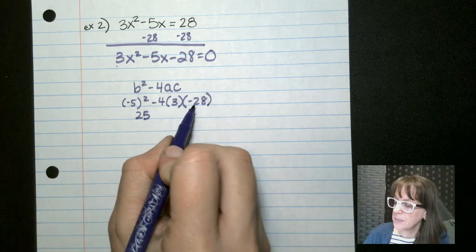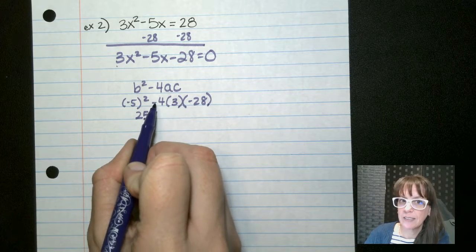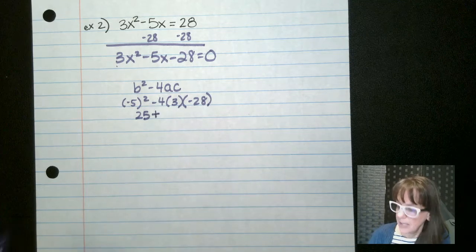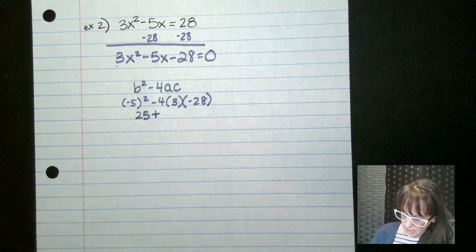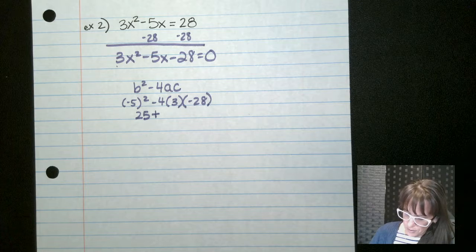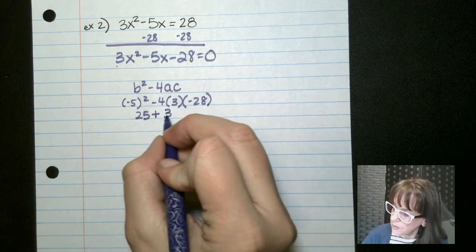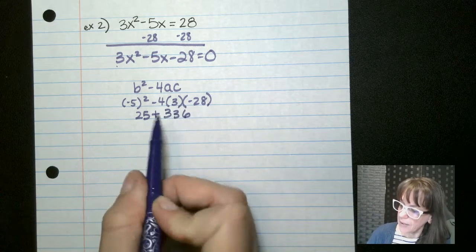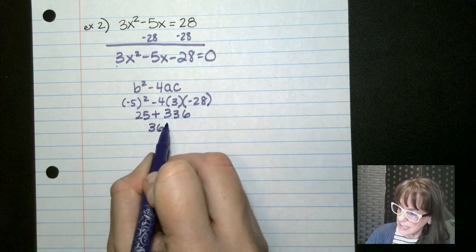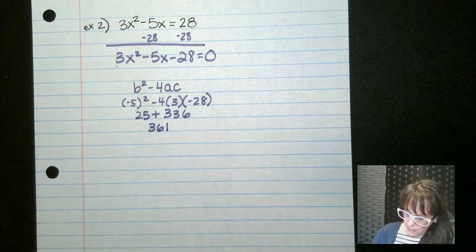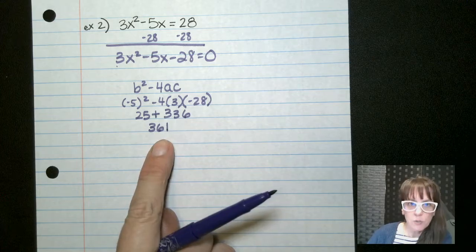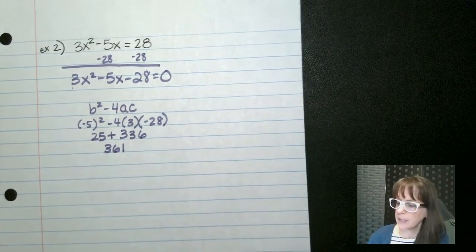Now, negative times a negative, don't just bring down that negative sign. Negative times a negative is a positive. And then we have 12 times 28 gives me 336. And then if we add those together, we get 361. Okay, so now that we have our discriminant, we are ready to use our quadratic formula.